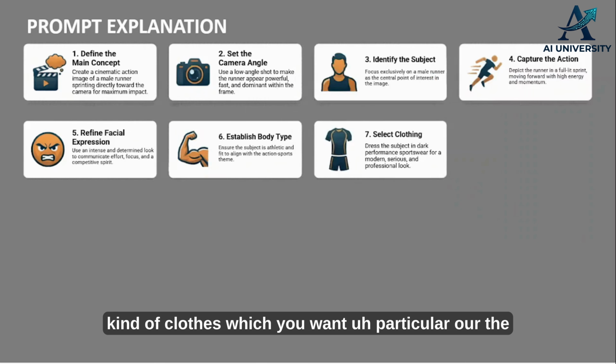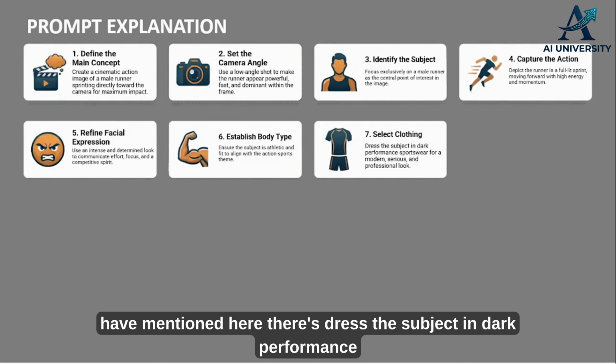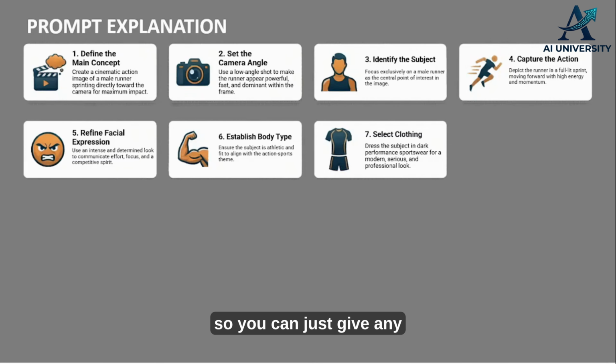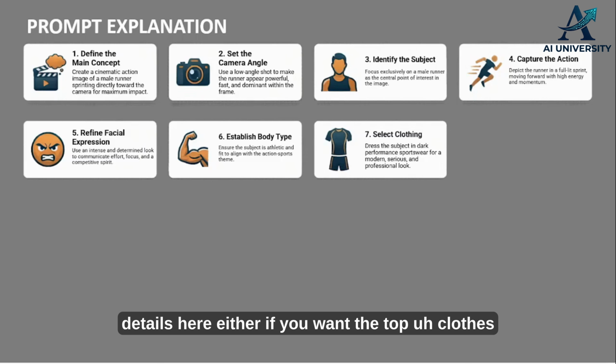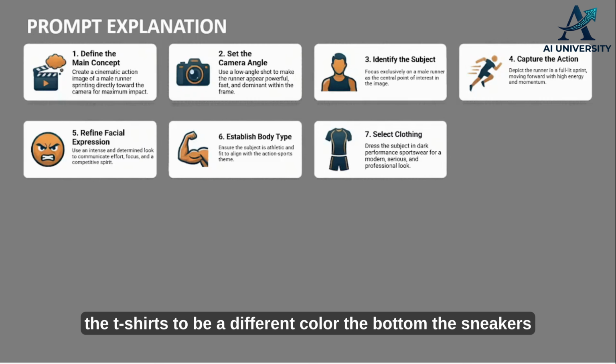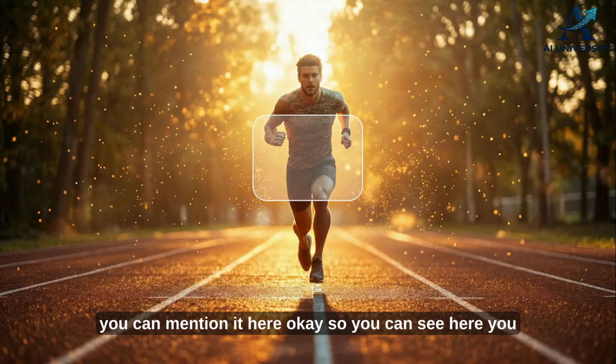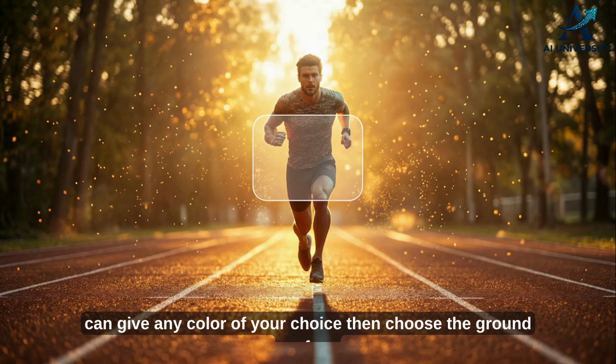So what kind of clothes do you want the character to wear? I have specifically mentioned here: dress the subject in dark performance sportswear for a modern, serious and professional look. If you want, you can define the color here. I want the blue color, I want the red color, I want the green color. You can give any details here. If you want the top, the t-shirt, to be a different color, and the bottom and the sneakers to be a different color, you can mention everything here. So you can give any color of your choice.